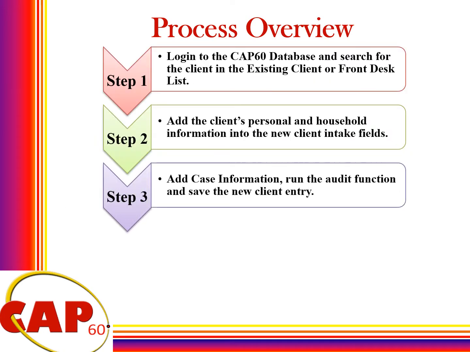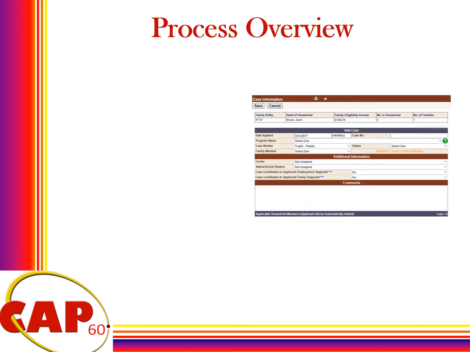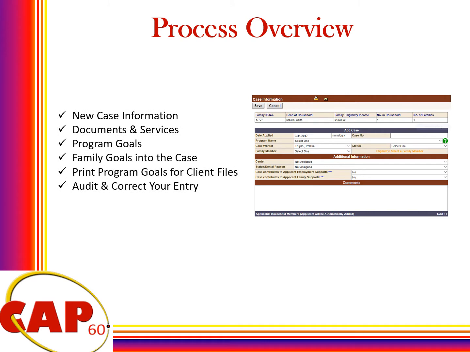Step 3. Add the case information, run the audit function, and save the new client entry. During this process, we will be adding the following: new case information, documents and services, program goals, family goals into the case, print program goals for client files, and audit and correct the entry.